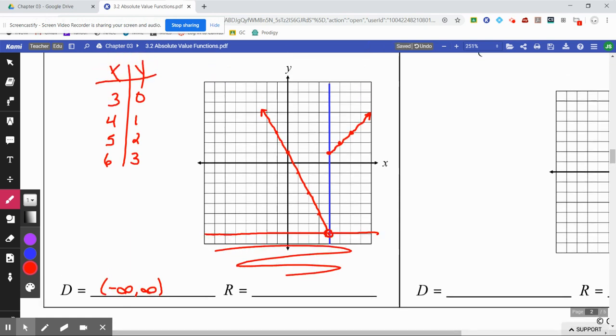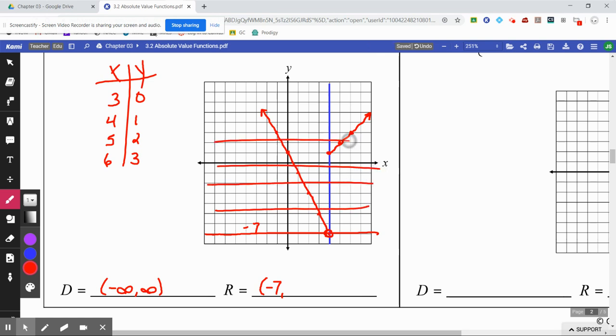Notice there's no graph down here. So my graph starts at, what is this value? 1, 2, 3, 4, 5, 6, -7. My graph starts at -7 with an open circle, and then it extends up. Notice because of the arrows, it would extend up forever. So there would be your range.